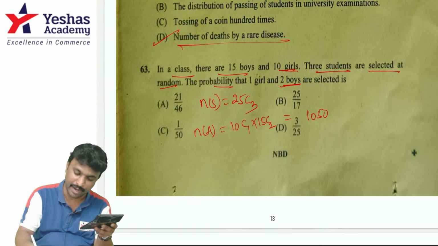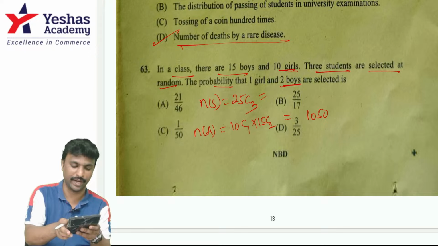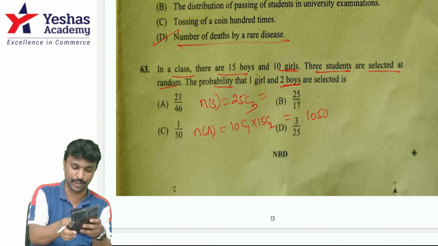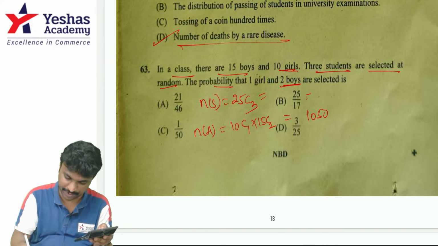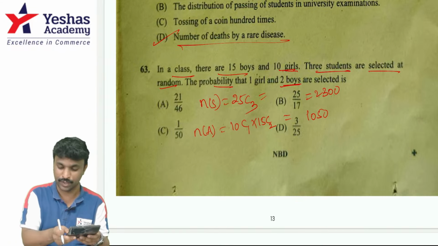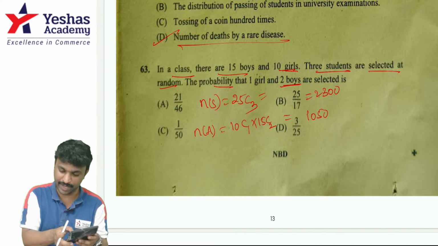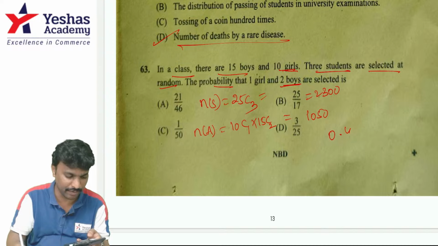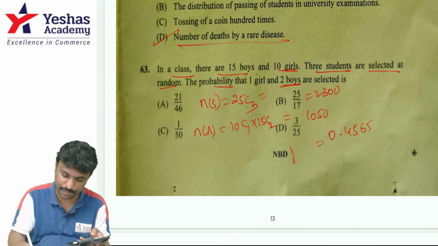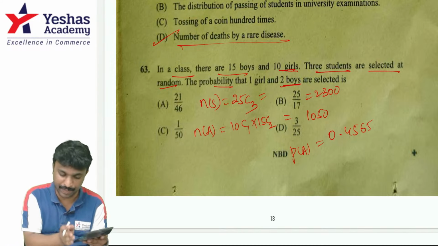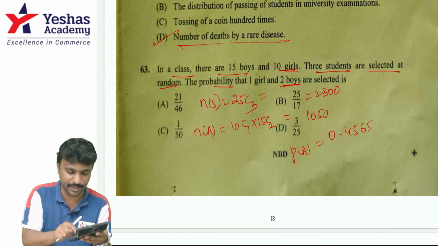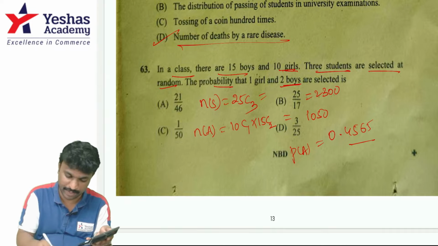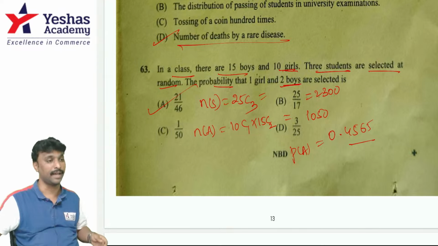This is n of A. n of S is 25 into 24 into 23, because three terms have to be multiplied, divided by 3 factorial, which is 6. That fetches me 2300. So 1050, n of A, divided by 2300, n of S, fetches me 0.4565. That's what P of A is. Which option gives me that? 21 by 46, 0.4565. Therefore, option A is the right answer.